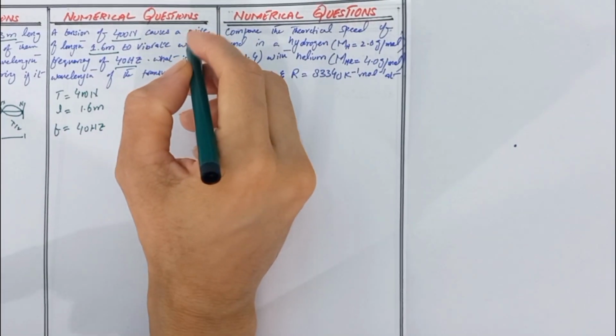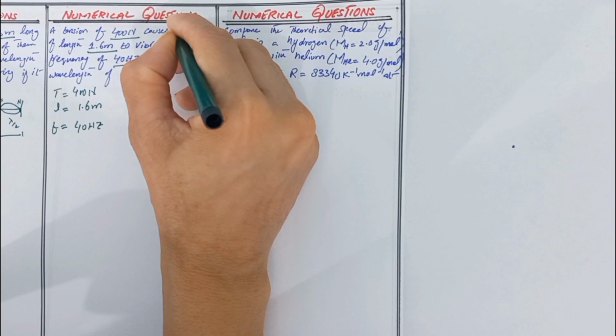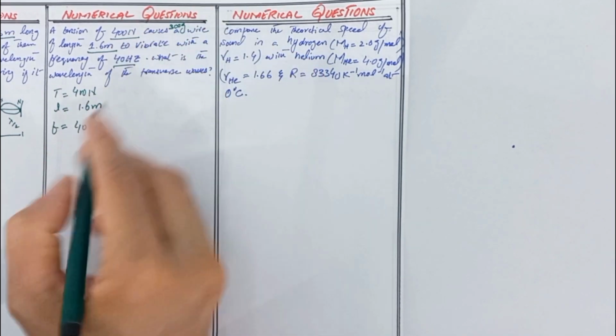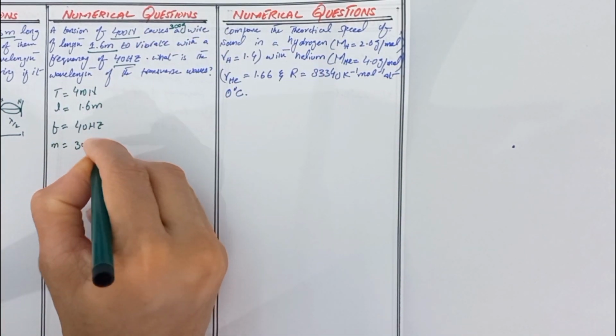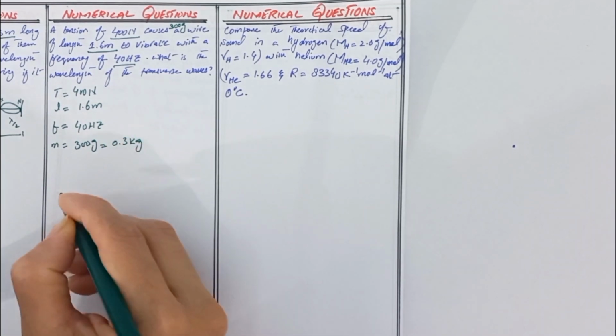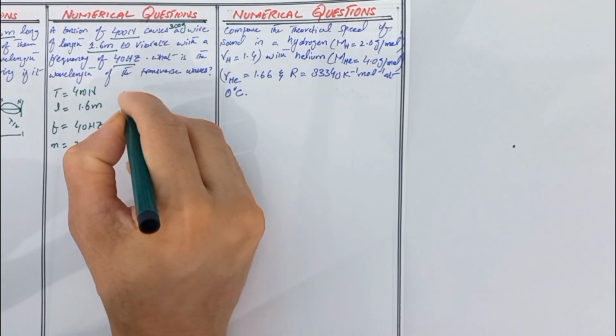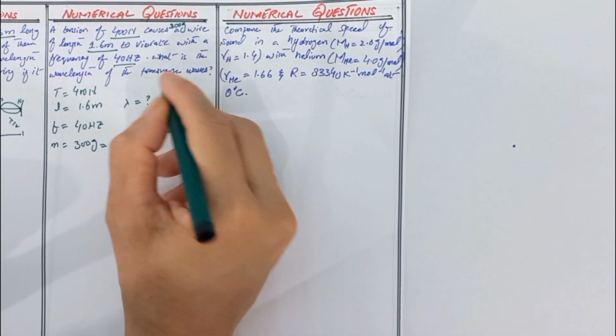Here is one mistake in the numerical: I didn't mention the mass. The wire has a mass of 300 gram. So mass is given as 300 gram; if we write it in kg, it is equal to 0.3 kg. So what we find is the wavelength of the transverse wave.